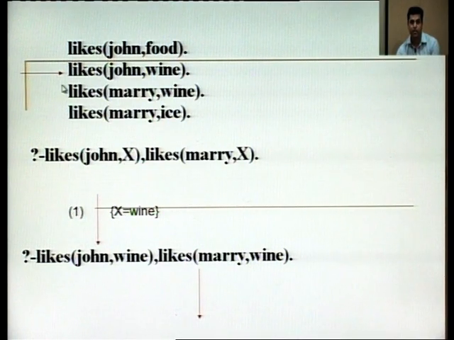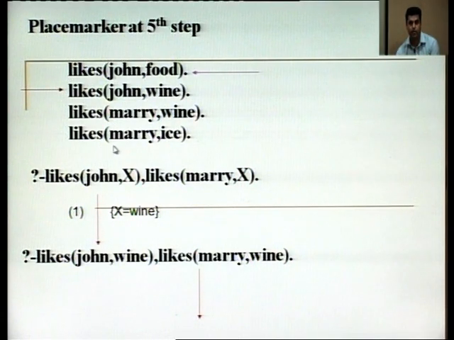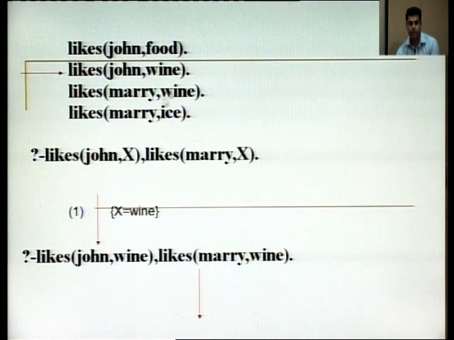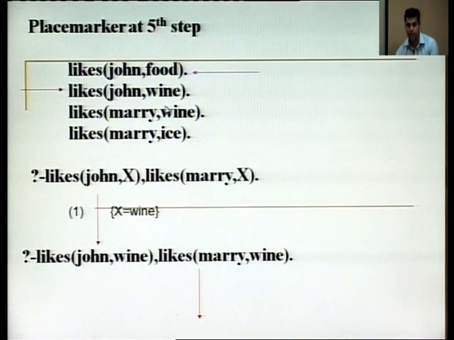The place marker now moves from this fact to this fact. Now, the value of X will be wine, right. Now, likes(John, wine) and likes(Mary, wine). It succeeds, and let us see whether it is present in the database or not. Yes, it is present, it has to be matched.